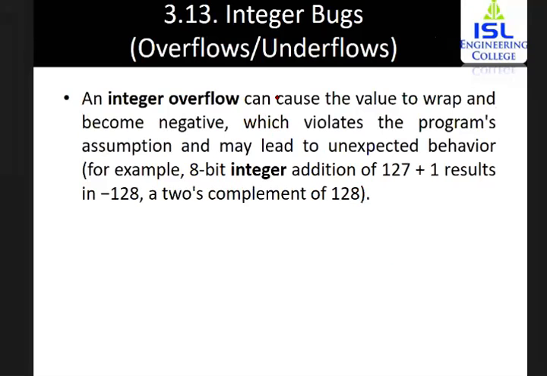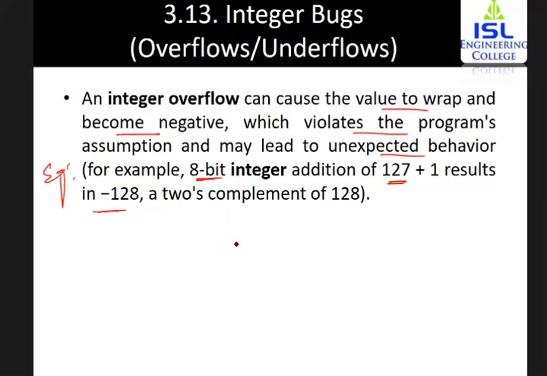The next one is integer overflows and underflows. Within this, integer overflow can cause the value to wrap and become negative, which is going to violate the program's assumption and may lead to unexpected behavior. Now, what does this mean? If we take an example, suppose you're making use of an 8-bit integer addition, where you're going to have 127 plus 1, the result is going to be negative 128. This is called integer overflow.